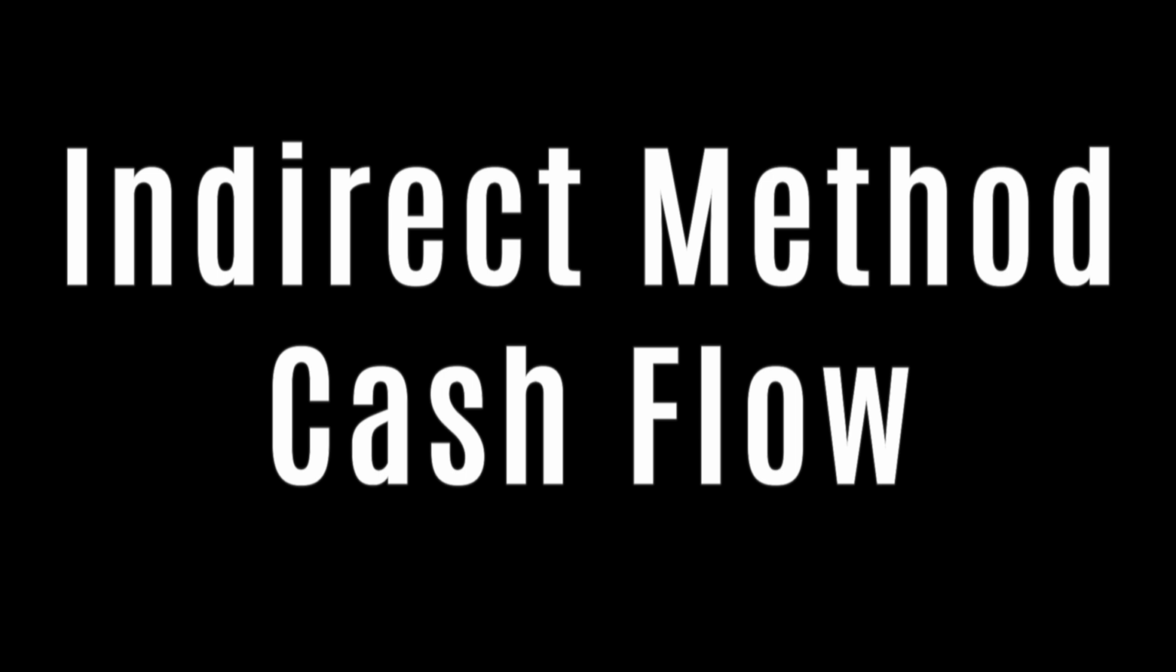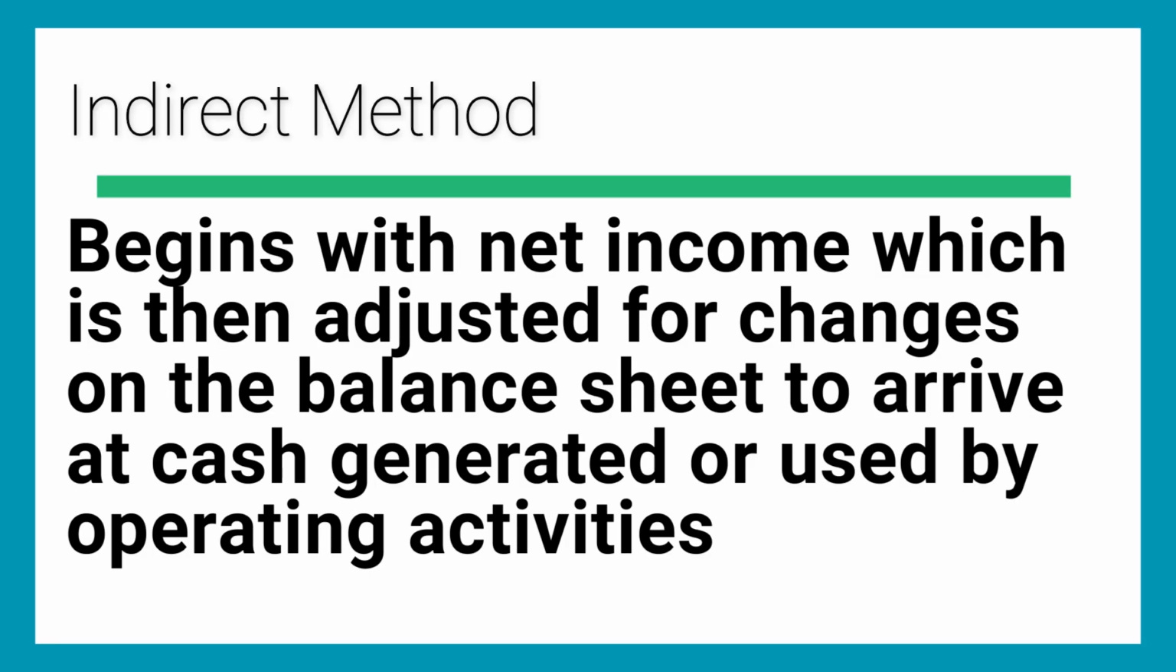All right, the indirect method. This is where we're going to start with net income, and then we're going to make adjustments related to the balance sheet, ultimately to get operating cash flow. GAAP actually prefers the direct method, but I've honestly seen the indirect method used more, and it's a little bit easier to pull together because you're just grabbing the changes off the balance sheet, and you'll see that in the operating section that we're going to go over.